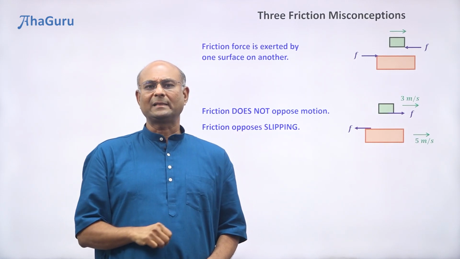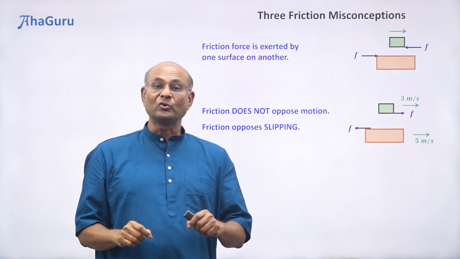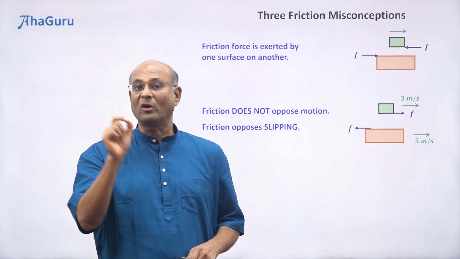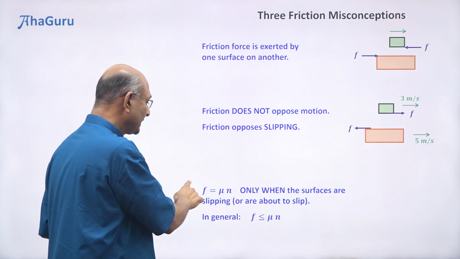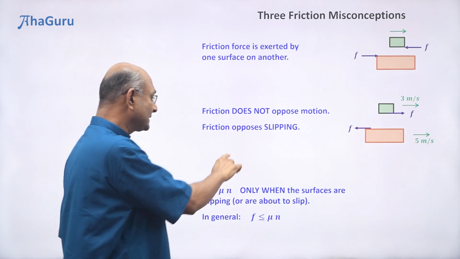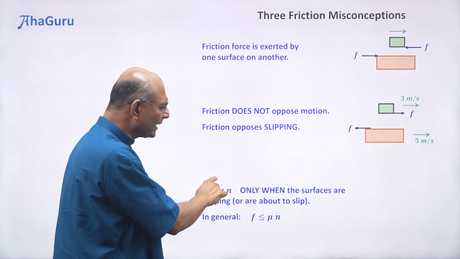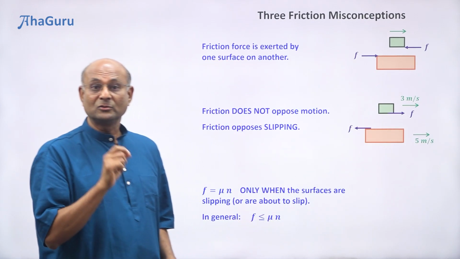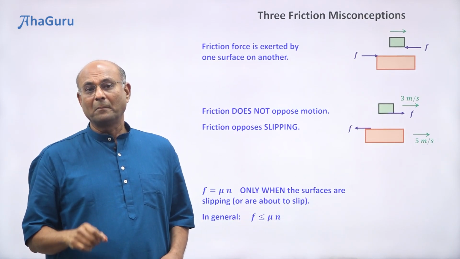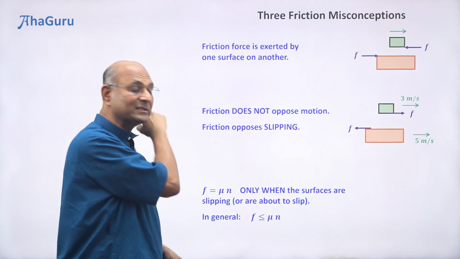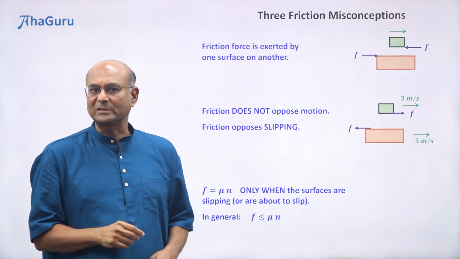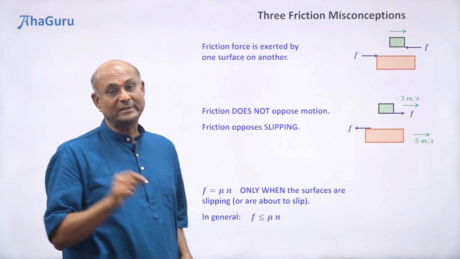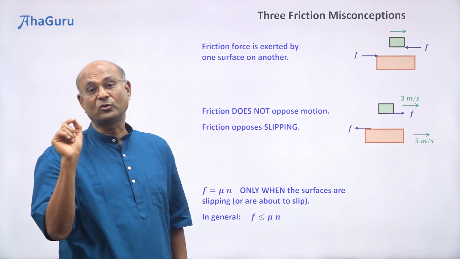The third mistake that people make is that they assume friction force value is always equal to mu n. That is not correct. Friction is equal to mu n only when the surfaces are slipping or they are about to slip. Like in this case, the surfaces are clearly slipping, so friction force will be equal to mu n. But what if the surfaces are not slipping and not even about to slip? Then friction force will be less than mu n. In general, you should say friction force is less than or equal to mu n.